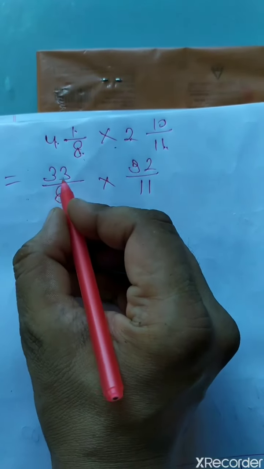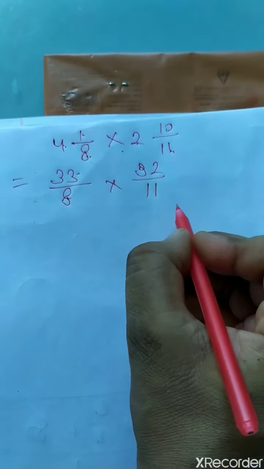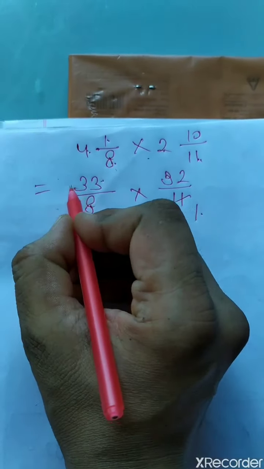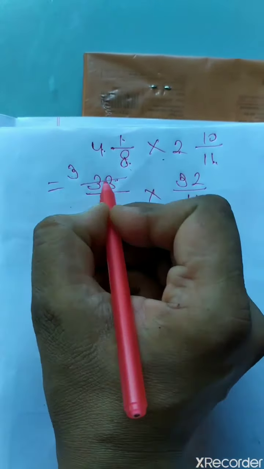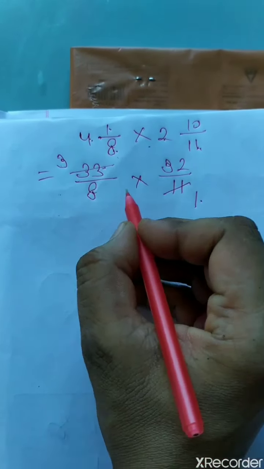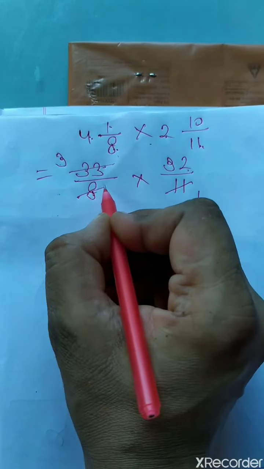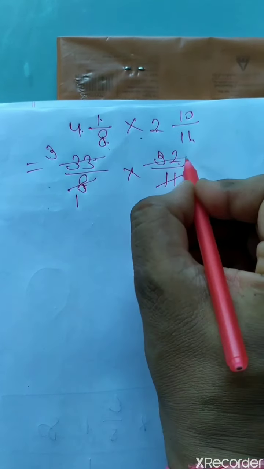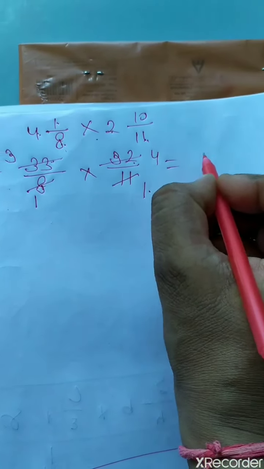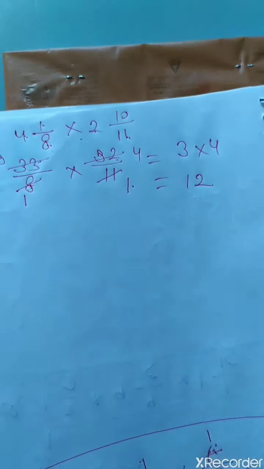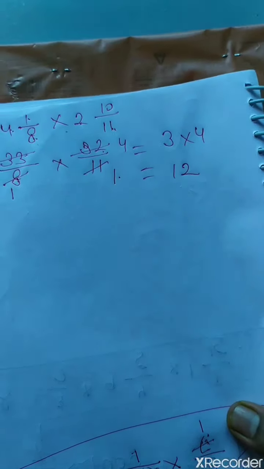Now we can see that numerators and denominators can divide each other. So 11 into 1 time and 11 into 3 times, 11 threes are 33. Now this also, 8 is the denominator, 32 is the numerator, so they can divide each other. 8 into 1 time, 8 into 4 times. So the answer is 3 into 4, that is 12. Okay, so this way you can solve.